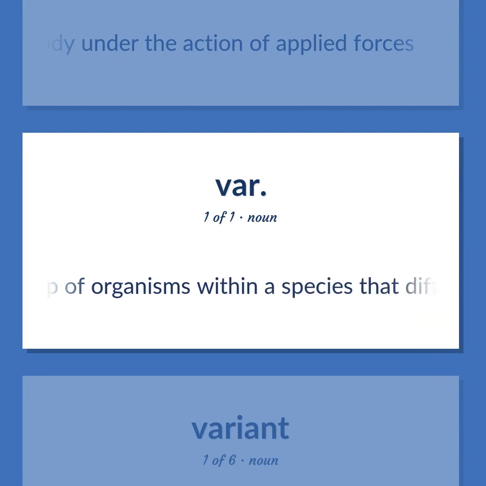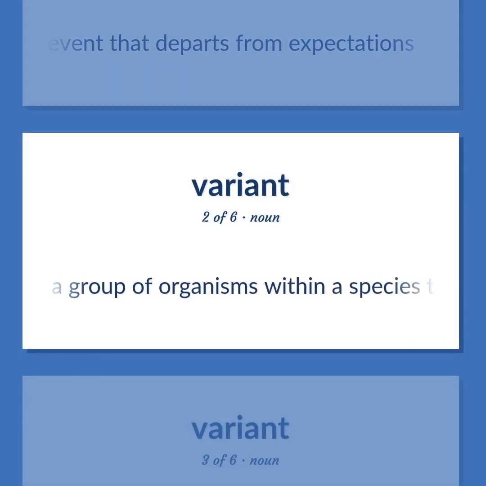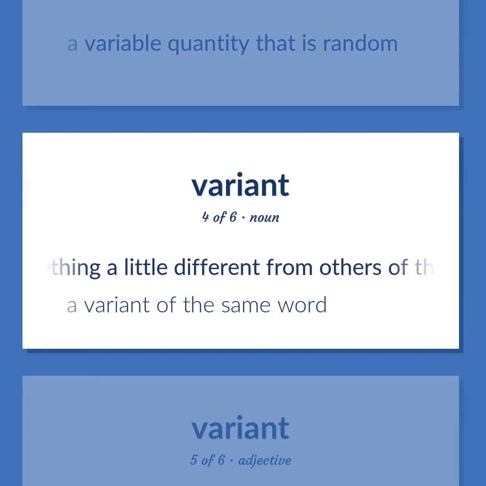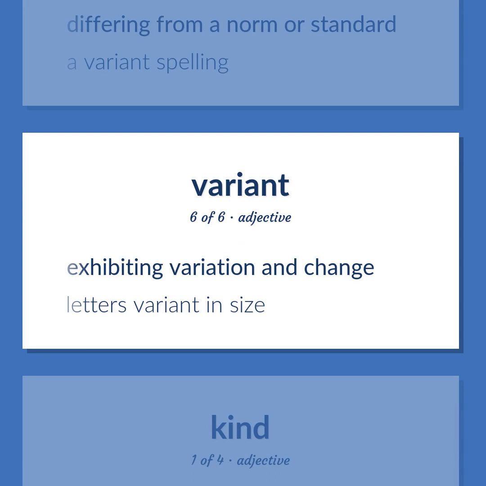Biology, a group of organisms within a species that differ in trivial ways from similar groups. An event that departs from expectations. A variable quantity that is random. Something a little different from others of the same type. A variant of the same word. Differing from a norm or standard. A variant spelling. Exhibiting variation and change. Letters variant in size.